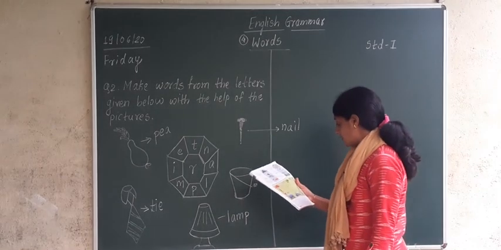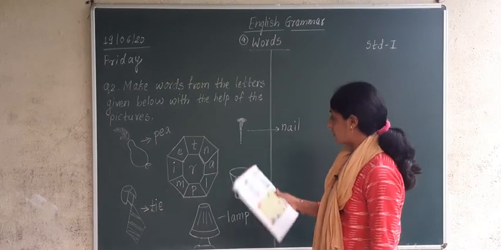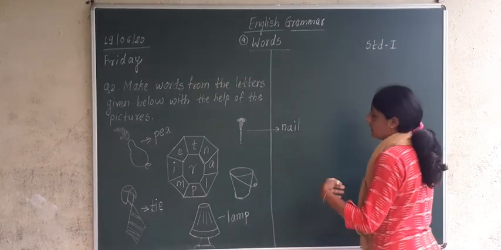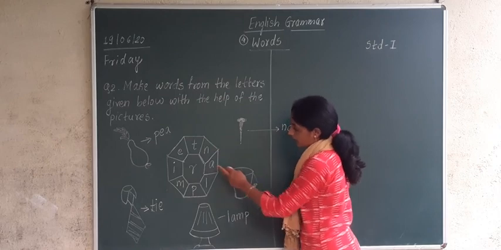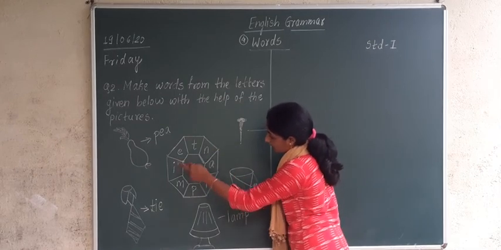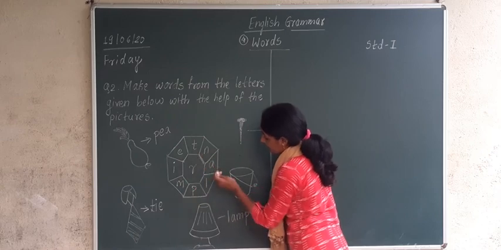More examples which you can make from the pictures. Now there are some more pictures. Let us now leave off these pictures which I have drawn. Now bucket is not there. There is no B letter in the picture.